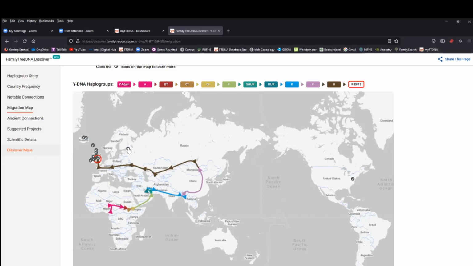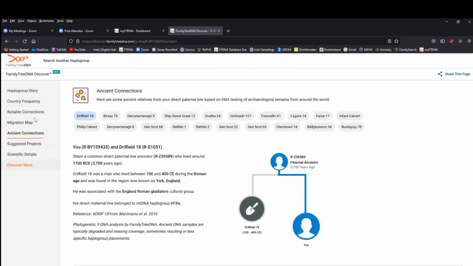You can also then click on these, and what this is doing is showing you the location of ancient remains that have been found and that have been processed. So each one of them is an individual set of remains, and you can click on those too. Now, those ones come up here under ancient connections, and these are ones that I am genetically related to. Again, they're quite far back, obviously, because they're ancient remains. But you can see where they were found, what region they were found in.